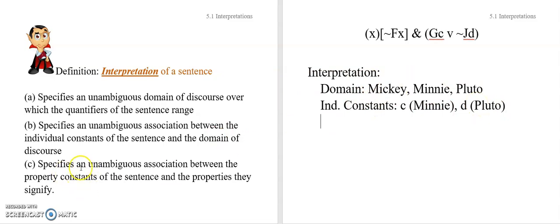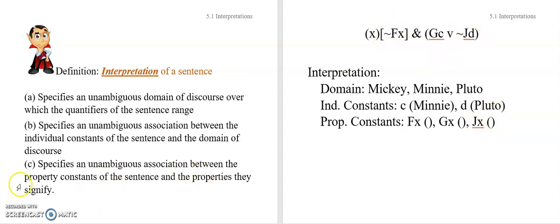The final thing we have to do is we have to specify an unambiguous association between the property constants of the sentence and the property they stand for or they signify. So property constants. Okay, so in this particular case, in this sentence, we've got three property constants. We've got f of x, we've got g of x, let's say, and we've got j of x, let's say. Okay, so we've got to say what property this denotes. We've got to say what property this signifies, let's say, or represents. Okay, and we've got to do the same thing for this one. You have to do it for all of them that are in there.